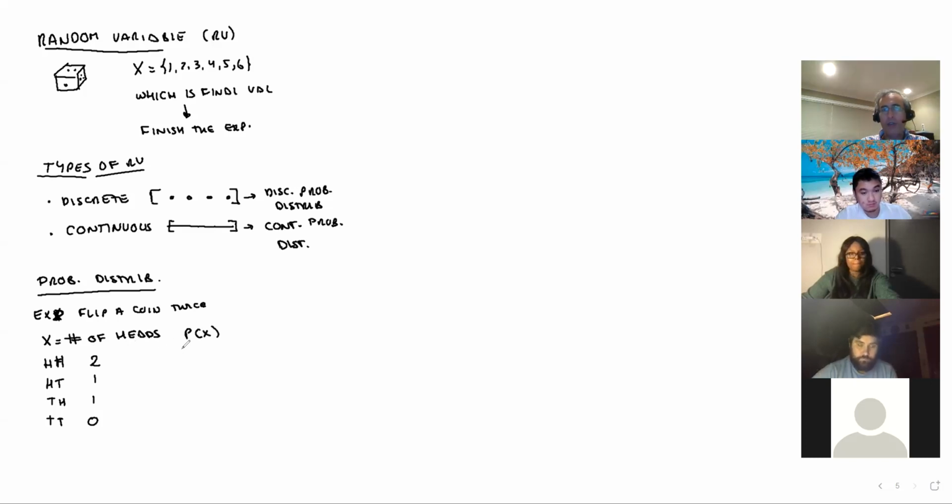I can attach to these ones here the probability of each of them happening. What is the probability of having head and head? 0.25. Do you agree with that? Because the probability of having a head is what, guys? You told me 0.5, right? And the probability of having another head is also 0.5. So 0.5 times 0.5 is 0.25 because these are independent events. So the probability here is 0.25, here 0.25, here 0.25, and here 0.25.